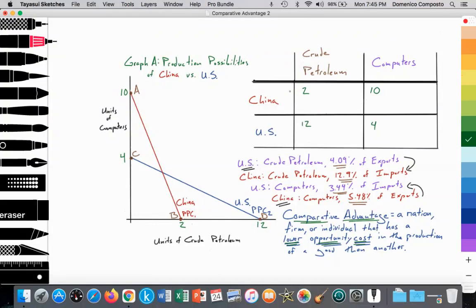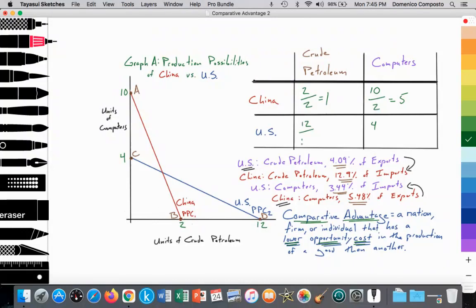So, who has the lower opportunity cost in the production of crude? We want to reduce this side down to 1. We want to see for each 1 unit of petroleum, what is the opportunity cost in terms of computers? So we're going to do this. 2 divided by 2 equals 1, and 10 divided by 2 equals 5, which means that every time China produces 1 unit of petroleum, they lose the opportunity to produce 5 units of computers.